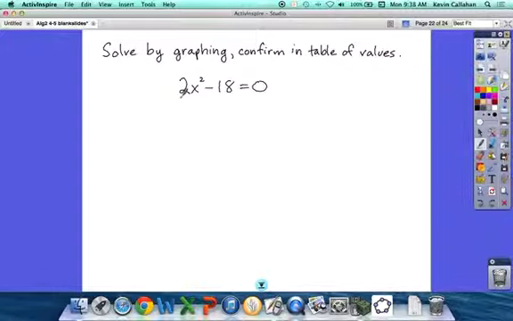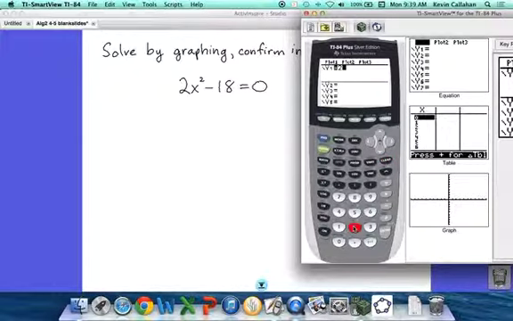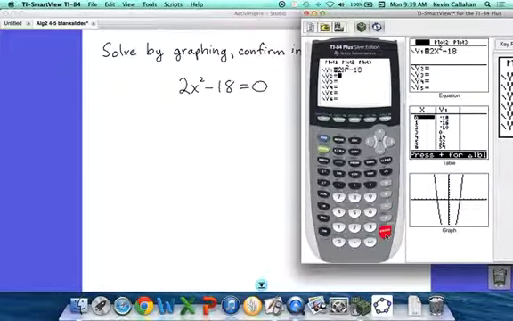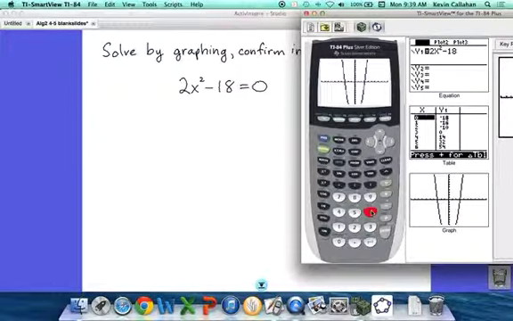So you definitely want to come up and clear. 2x squared minus 18. If ever you hit your graph button and you're not getting the window that you want, then you hit zoom, and the normal zoom is 6, zoom 6. That'll always get you right back to the middle, exactly what you're looking at. Not zoomed in, not zoomed out, zoom 6.